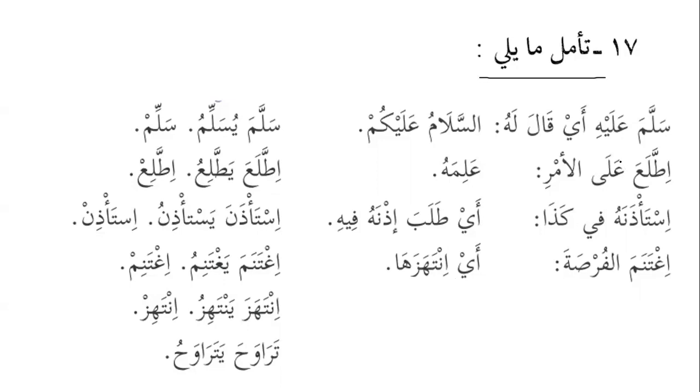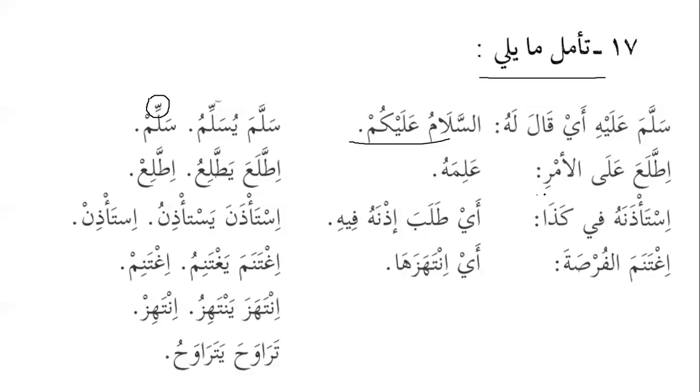So here the Sheikh says, Sallama alayhi, ay qala lahu assalamu alaykum. When we say Sallama alayhi, that means he said assalamu alaykum to him. Sallama yusallimu, fi'l al-amr will be sallim. So that's why we say Allahumma salli wa sallim. And similarly, we can say Sallallahu alayhi wa alihi wa sallam, and we can also say Sallallahu alayhi wa alihi wa sallim. Both of them are possible.